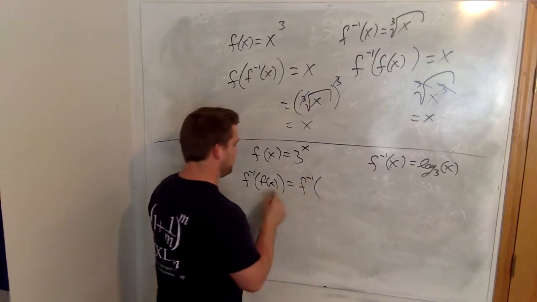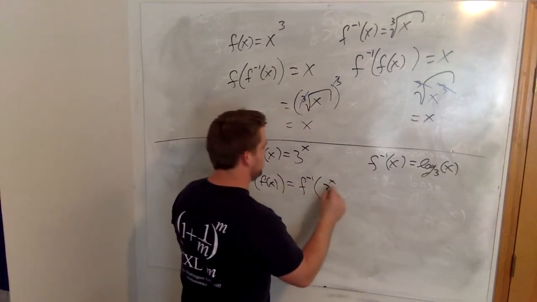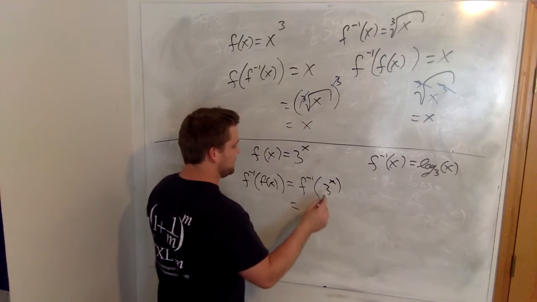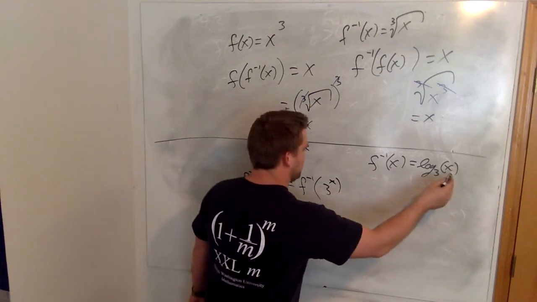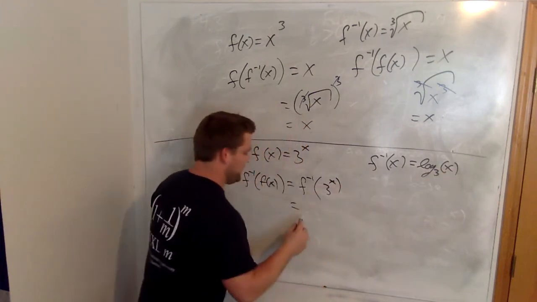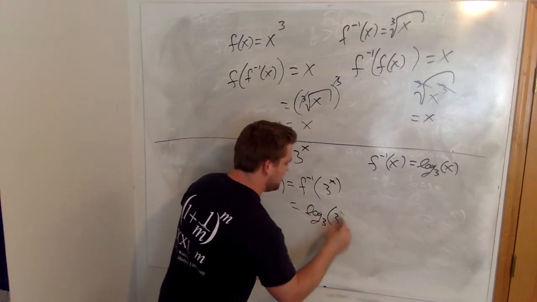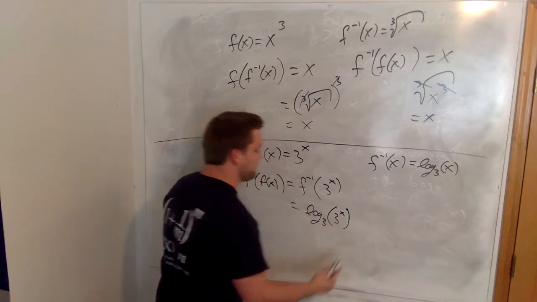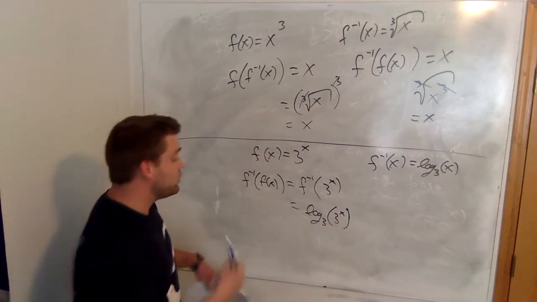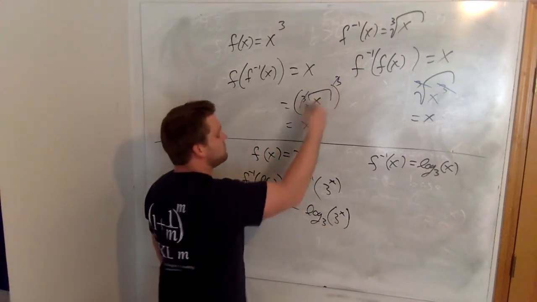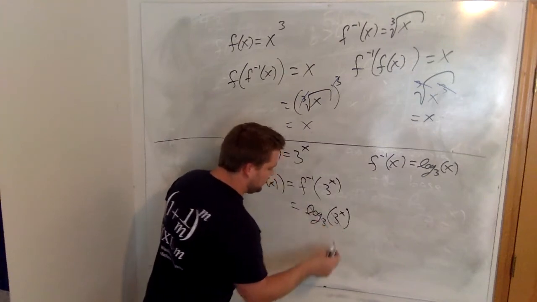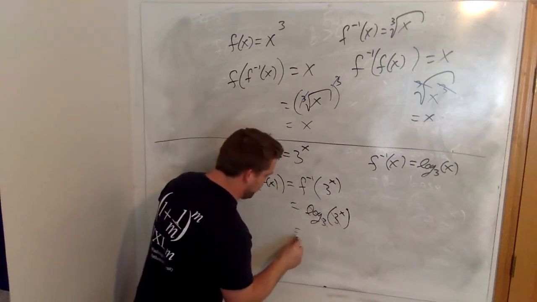So f inverse, what's f of x? F of x is 3 to the x. Now I'm going to replace the x in the log base 3 of x with a 3 to the x. So we'll get log base 3 of 3 to the x. These are inverses of one another. So we mentally think, just as we cancel things here, that these 3's cancel each other out and we're just left with x.